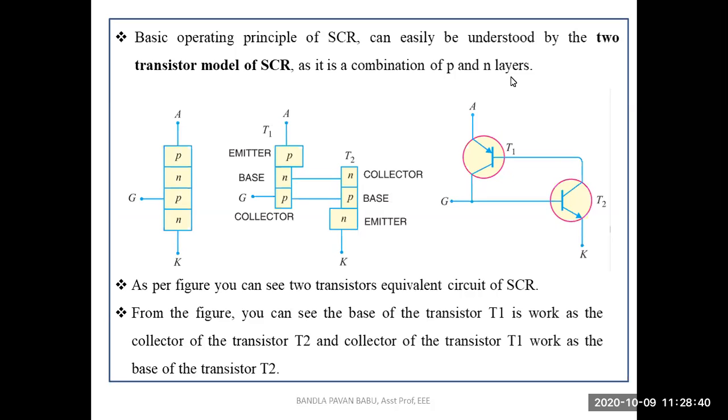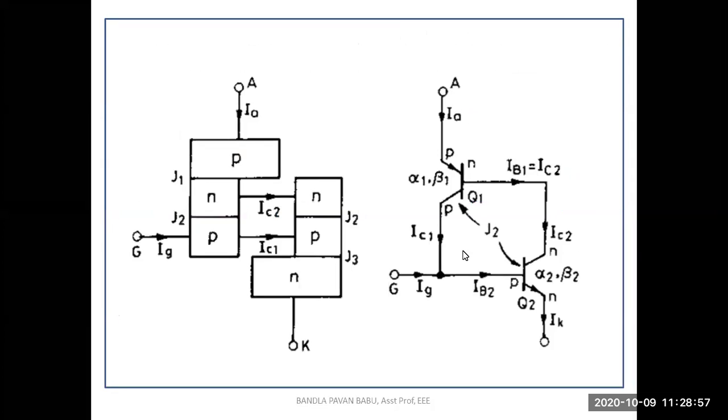It is a combination of P and N layers. As mentioned here, basically it is a 4-layer device and it is bisected into 2. So consider one as a PNP, and another as an NPN transistor. The figure represents the equivalent circuit of the SCR. We'll see this circuit further.